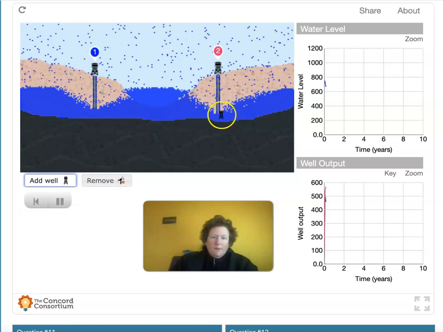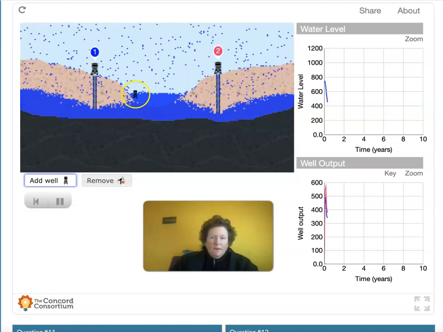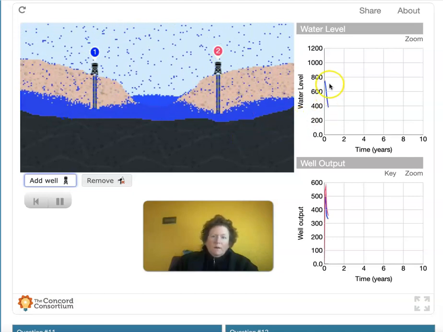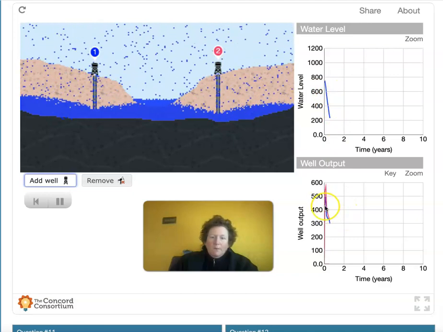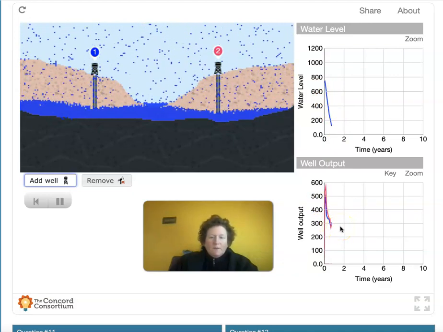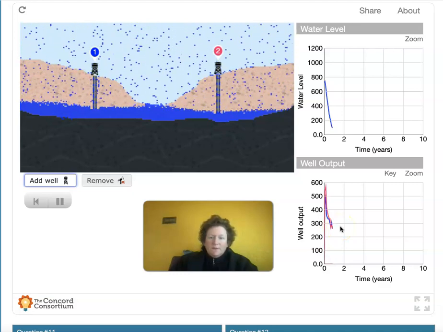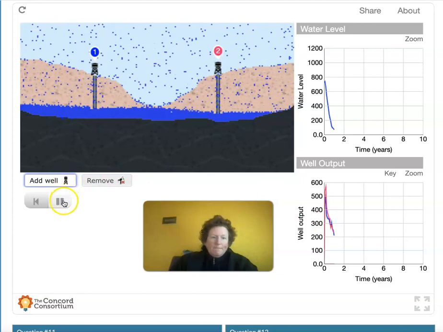Ooh, I see a big kind of hole developing here where I'm pumping water. And I'm seeing the water level in the stream. It looks like it's going down, at least for right now. And my well output is also going down. I'm going to let this run for a little while so we can take a look at the final data after about 4 years.